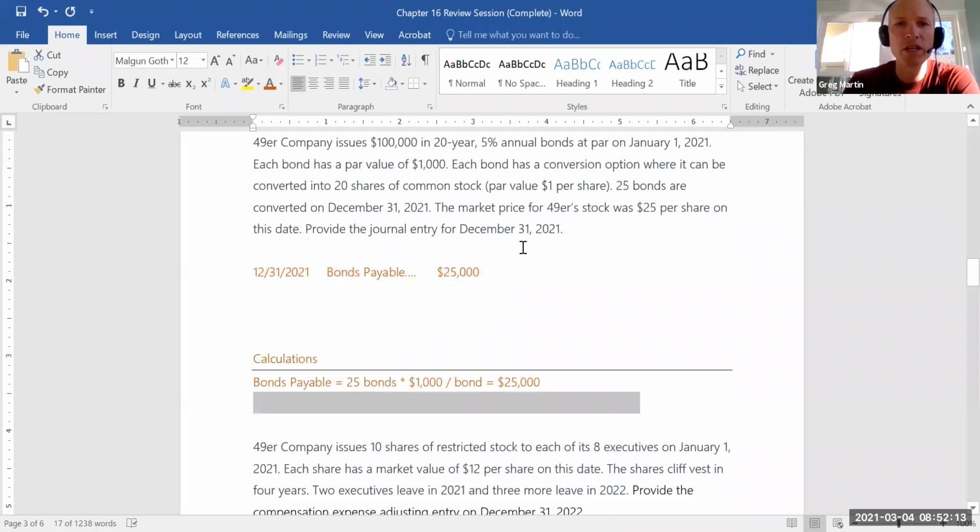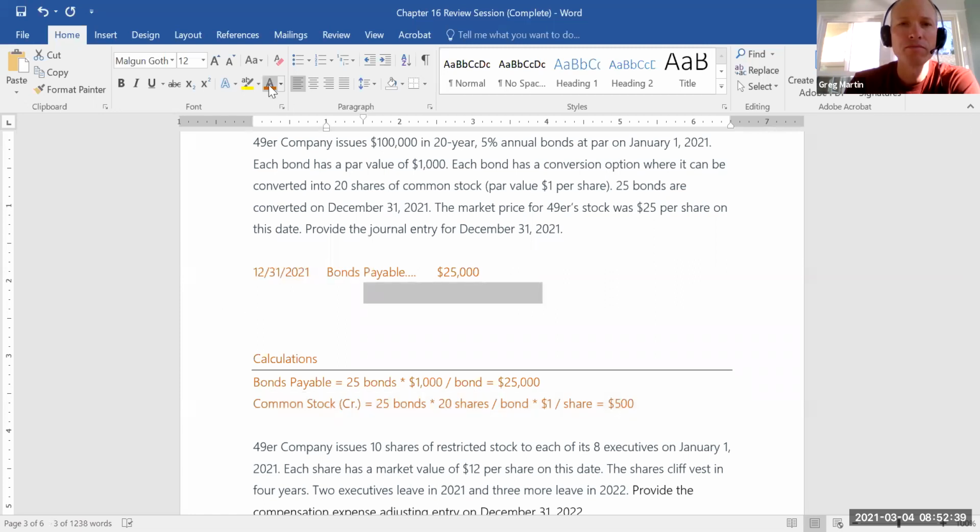The second piece of this then is the common stock. Now, the common stock credit, again, just to be clear here, in this case, the common stock has a par value, so we need to pay attention to that. There are 25 bonds that are converted. Each bond can be converted to 20 shares of common stock. So that's these first two steps. And then the amount that we assign to the common stock account is the par value of $1 per share for a total of $500. So we credit common stock $500.